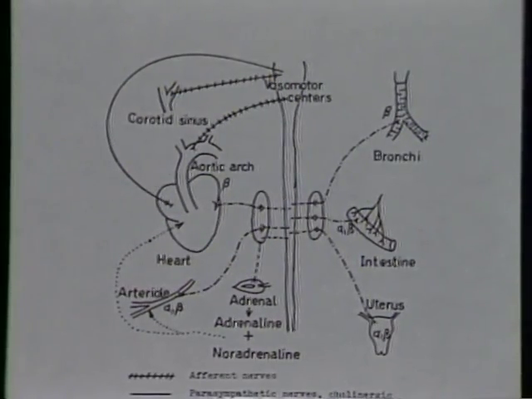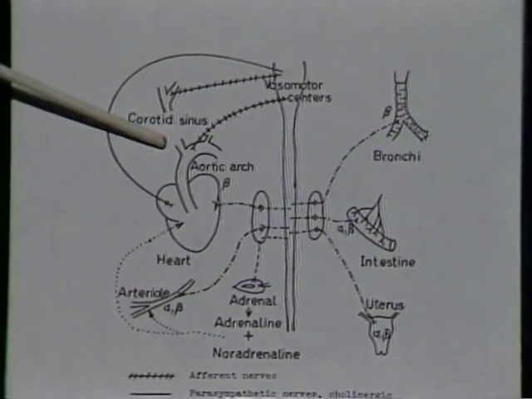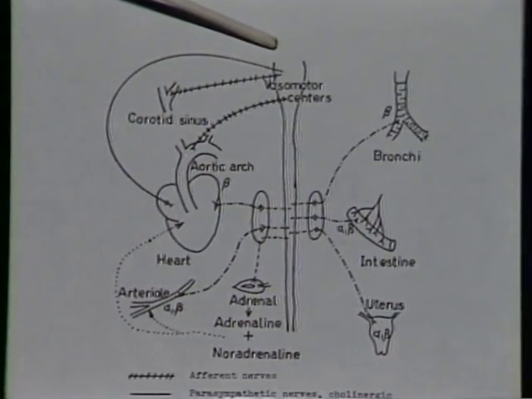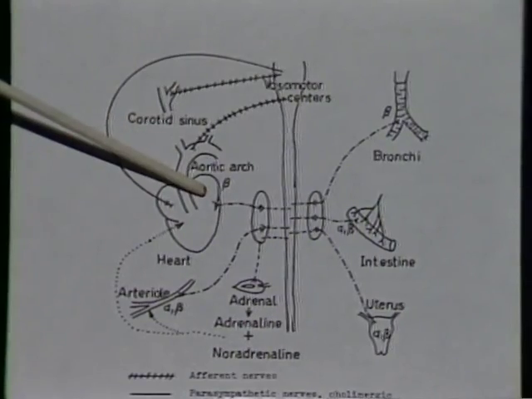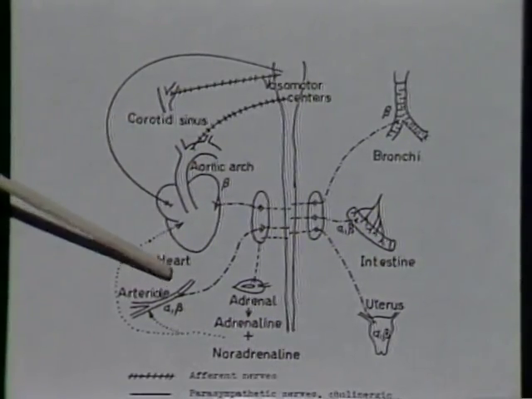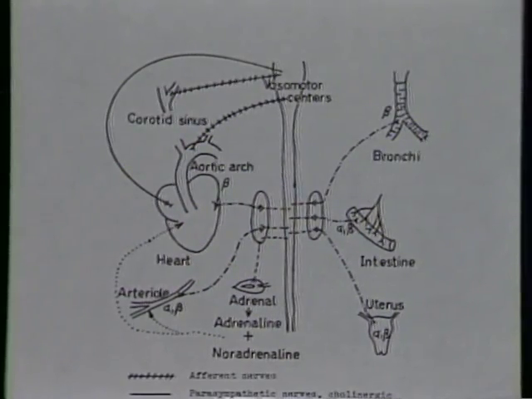Therefore, if the monitors in the carotid sinus and the aortic arch sense an increase in blood pressure, the vasomotor center will send out a decreased sympathetic tone to the heart, to the arterioles, and to the adrenal gland, with the overall effect of decreasing the blood pressure.